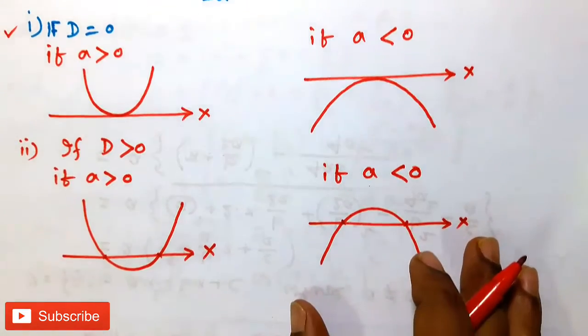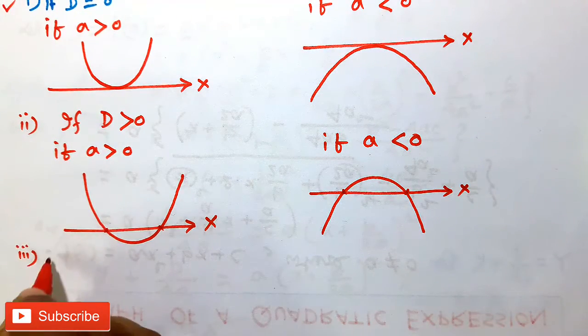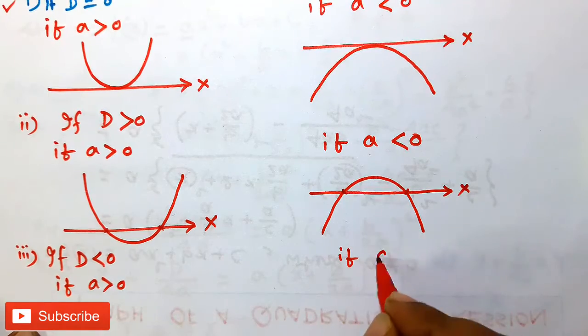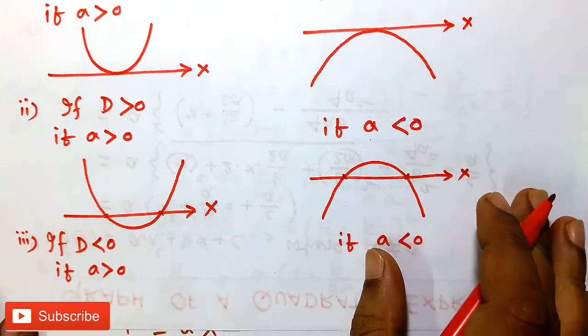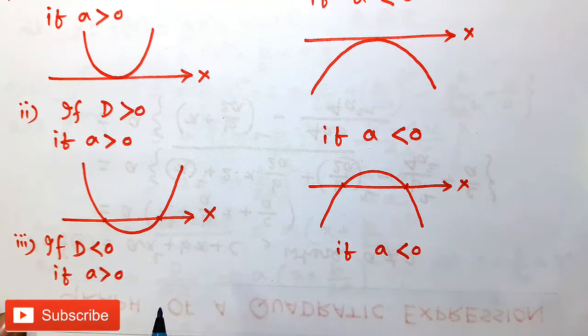The final case is if D is less than 0. Number 3. If D is less than 0, what happens? Again, there are two cases. If a is greater than 0. Second case is if a is less than 0. Now, when a is greater than 0, that is the leading coefficient is greater than 0, then the parabola will, if D is less than 0, then the parabola does not cut x-axis.